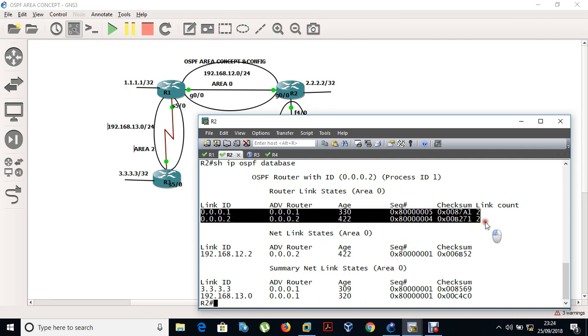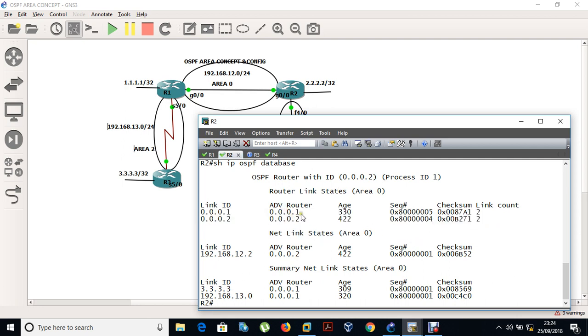It is the same. It just says, I am router 1, I exist in this segment. I am router 2, I exist in this segment, and this one, router 2, is the DR, and it's advertising its own connection.